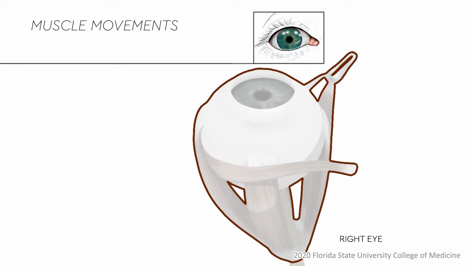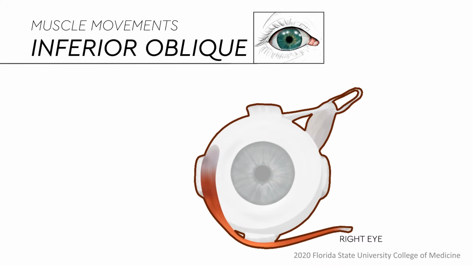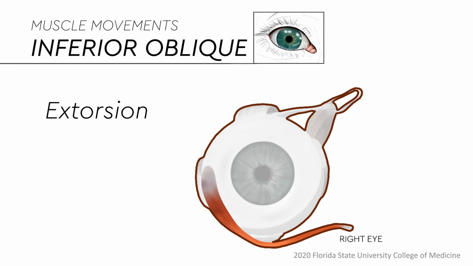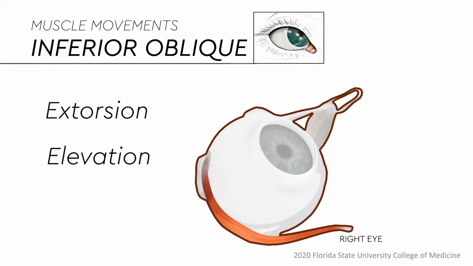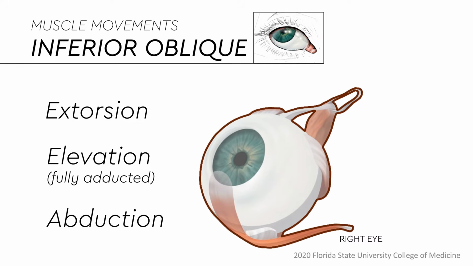The primary result of contraction of inferior oblique is extorsion of the eye. As mentioned earlier, inferior oblique also assists in elevation of the eye, and is the only effective elevator of the fully adducted eye. Inferior oblique also contributes to abduction of the eye.